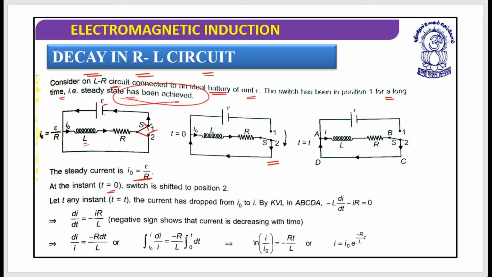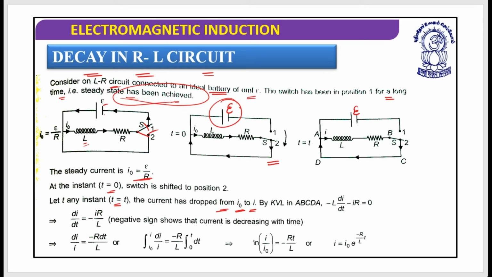So what happened at that instant? The current has dropped from I0 to I. Why does this happen? Because initially the source of supply was the EMF, the battery E that had been connected. Now that source has been shifted, so the current will be reducing. How much will the current reduce, and how can we identify it?